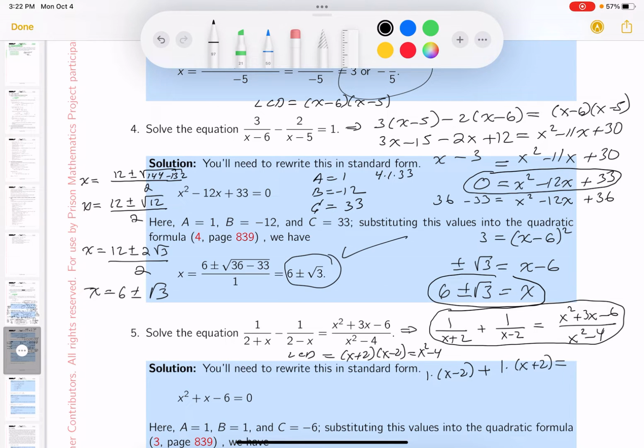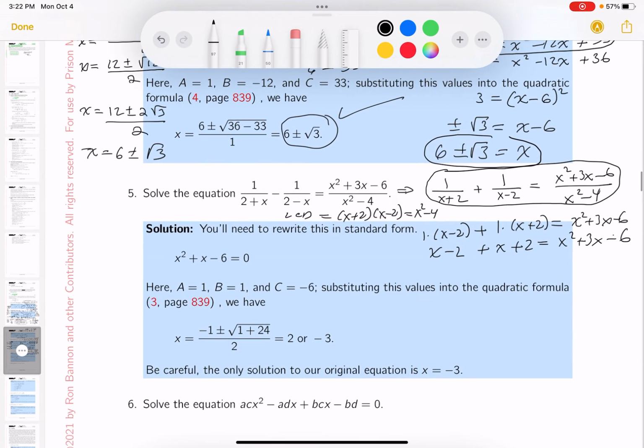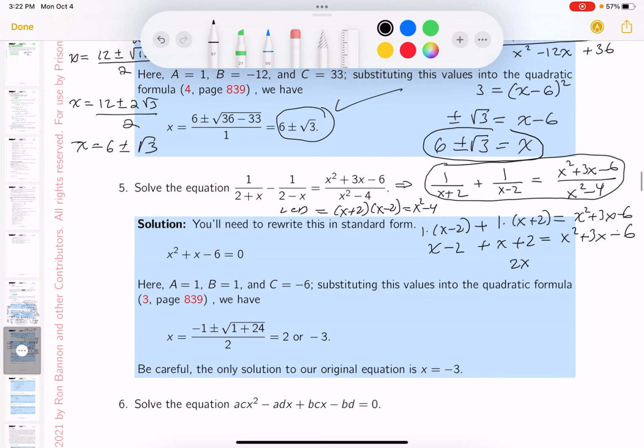On the right side, the x squared minus 4 would cancel, and you're left with x squared plus 3x minus 6. Let's keep going. This is x minus 2 plus x plus 2, and this is going to be x squared plus 3x minus 6. Let's keep moving. What do you get over here? 2x equals x squared plus 3x minus 6.